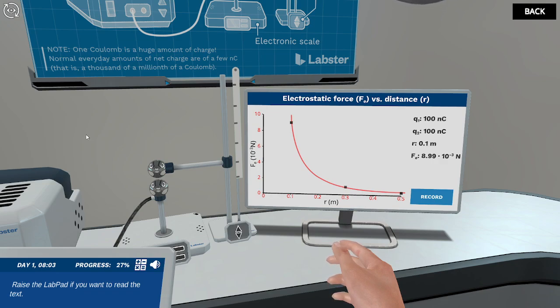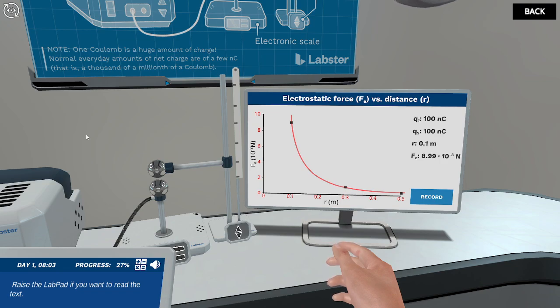Now, let's see what happens if we change the electric charge of one of the spheres. I'll reset the parameters of the experiment for you. To change the charge of the sphere connected to the tension source, change the voltage of the source. The higher the voltage, the more charge the sphere will have.